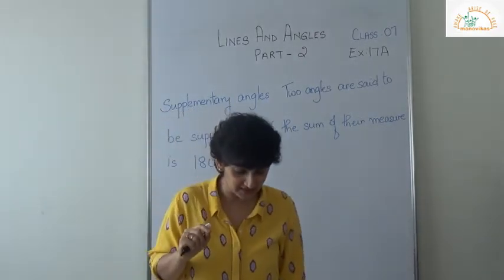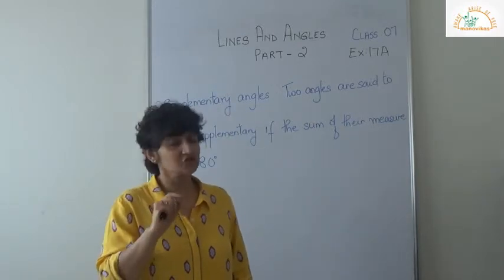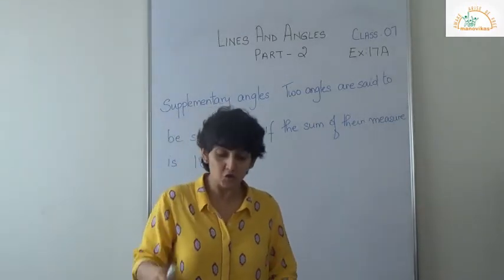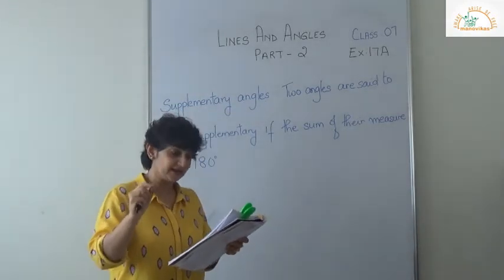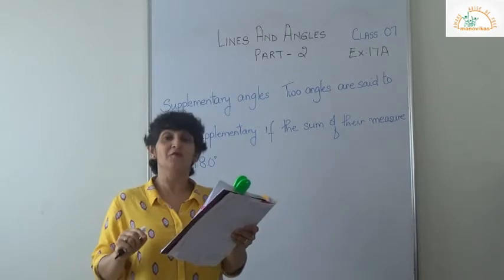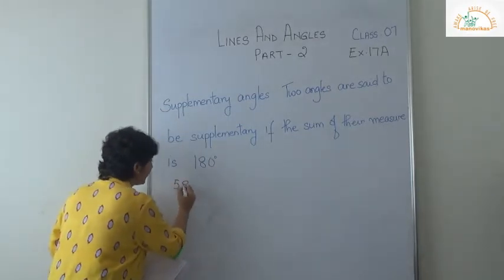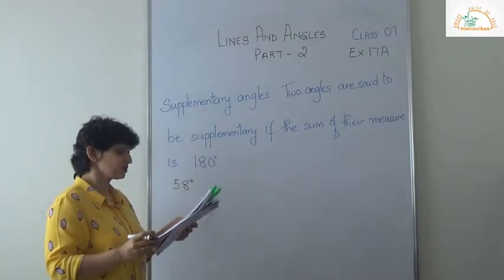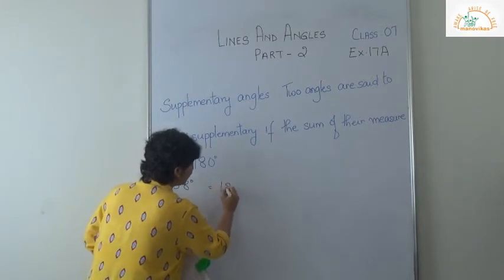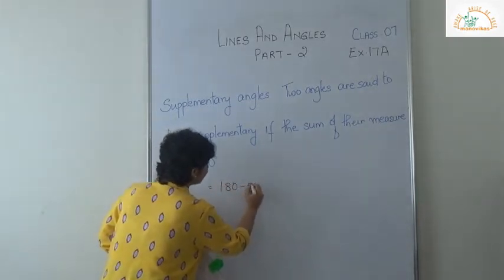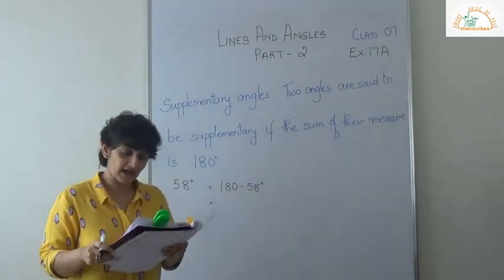So, now these sums again from exercise 17a, question 9. Children, I will not work it out. You will do these sums. Alright? Now, question 9. Write the supplement of each of the following angles. Like you have 58 degrees, correct? So, what are you going to do? You are going to subtract it from 180. It's going to be 180 minus 58. The answer you will subtract and find out.